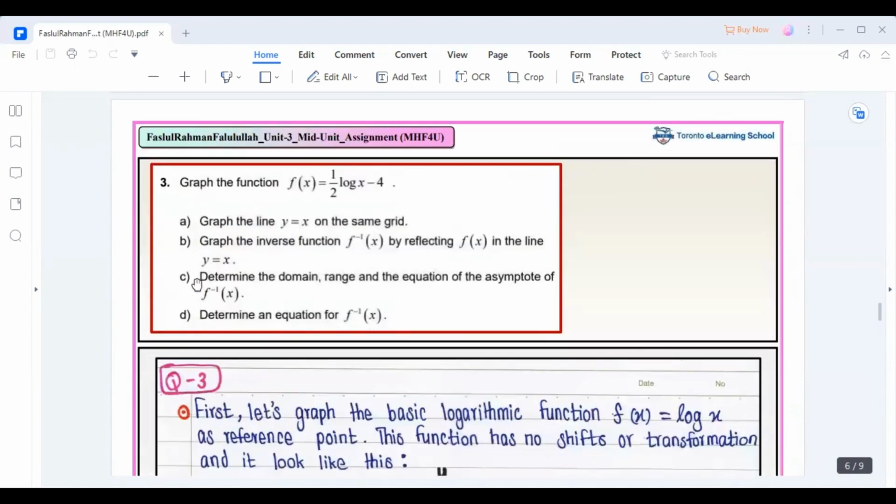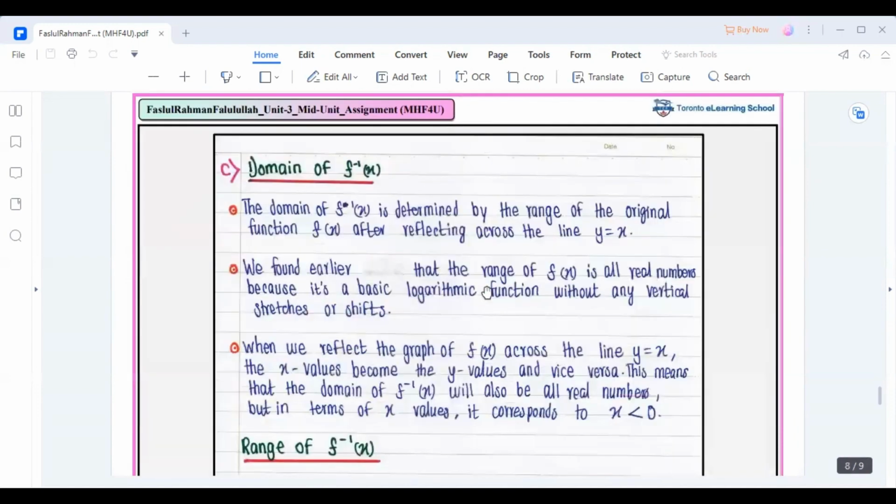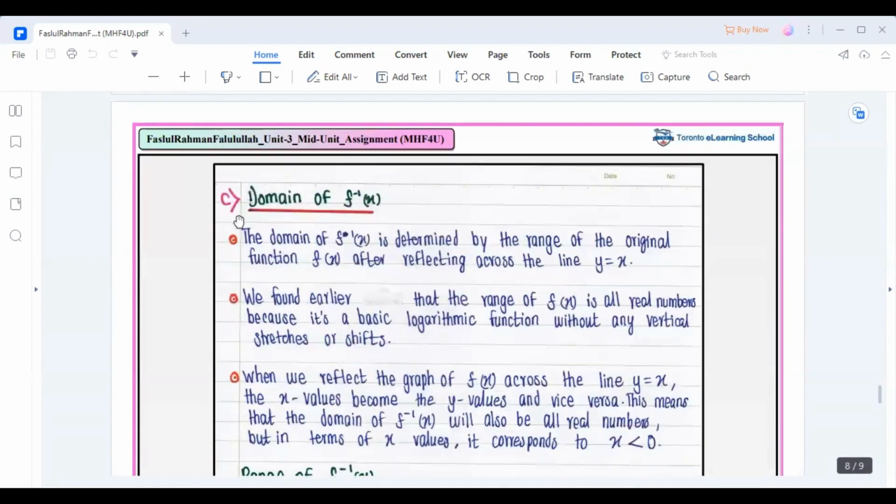So let's move on to the C part. Determine the domain, range, and the equation of the asymptote of f inverse x. So C part, domain of f inverse x.